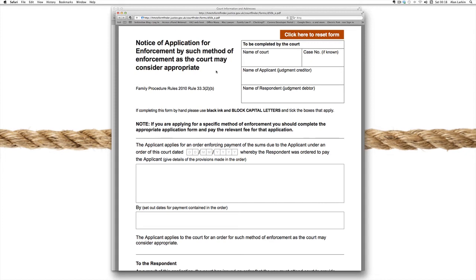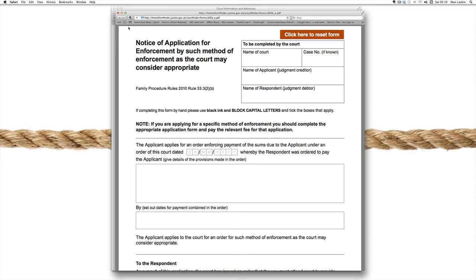So if you know, for instance, that probably you do want to have an attachment of earnings form, then you do complete the form N337 that I was just showing you. But at the same time, if you thought to yourself, well, I'll hedge my bets when I get before the judge, because the judge may say to me, actually, you're barking up the wrong tree and you need to try a different type of enforcement, then do fill out this form as well. This is the D50K. So send both this form and the attachment of earnings or another appropriate application form to the court, and you can ask the judge for some guidance.